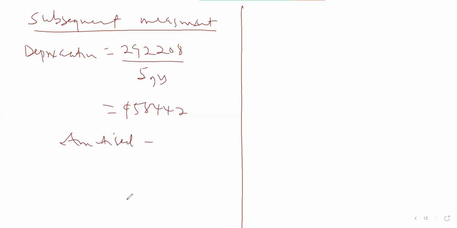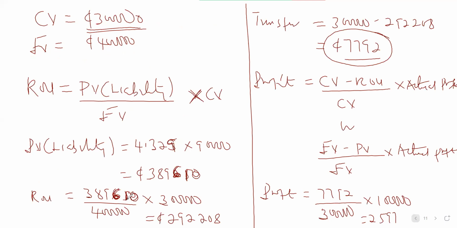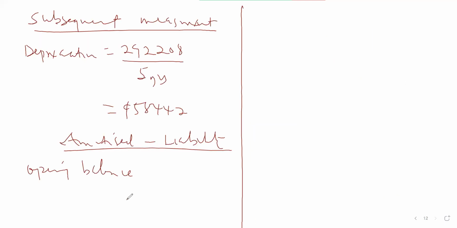Then the lease liability will be amortized. So what will happen is that you have your balance at the beginning, which is the opening balance. The lease liability was what? It was 389,610. Then you calculate your finance cost. What is the interest rate?